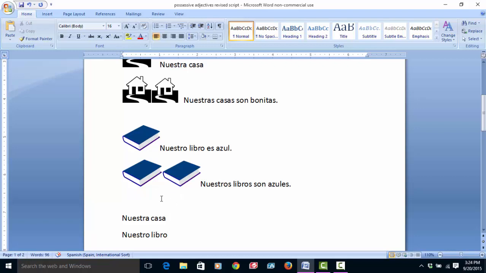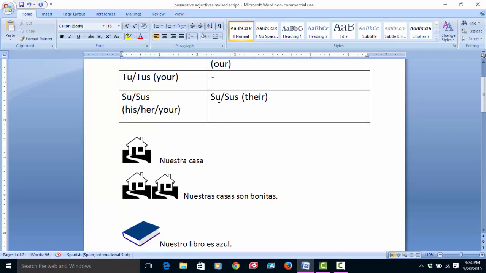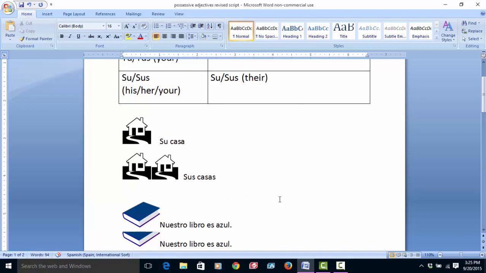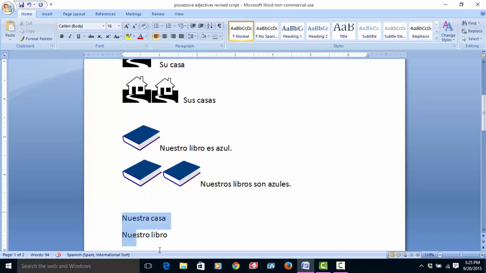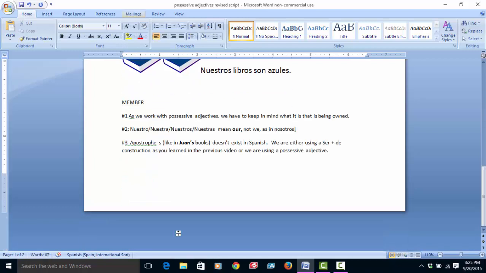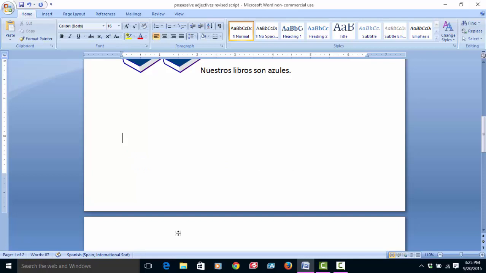All right, let's take a look at the last one here, and that is su and sus. And again, that just can mean their. So one thing is su casa, their house, or their houses, sus casas. And this gets a little bit confusing too, because students want to say, well, if it's sus, it must be more than one person. When in fact, no, it isn't. Sus is going to refer to the number of the object that you're possessing.